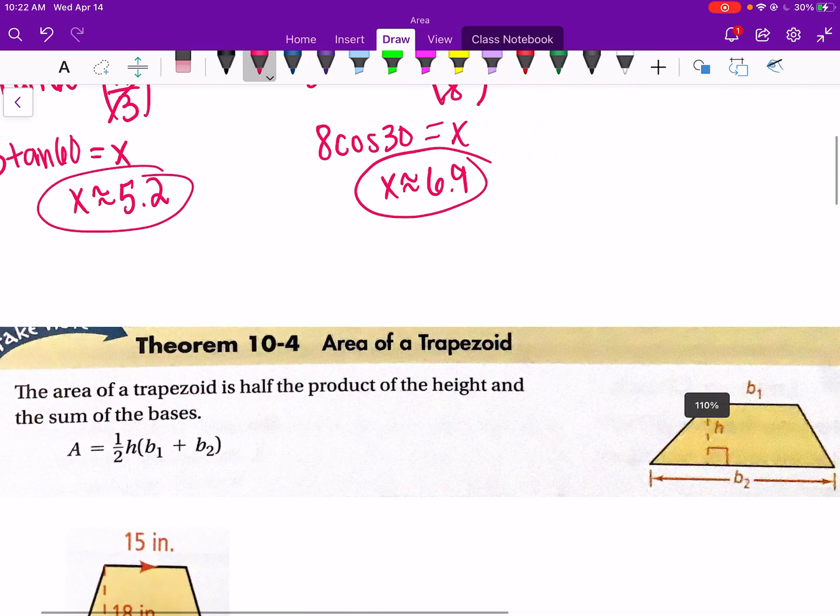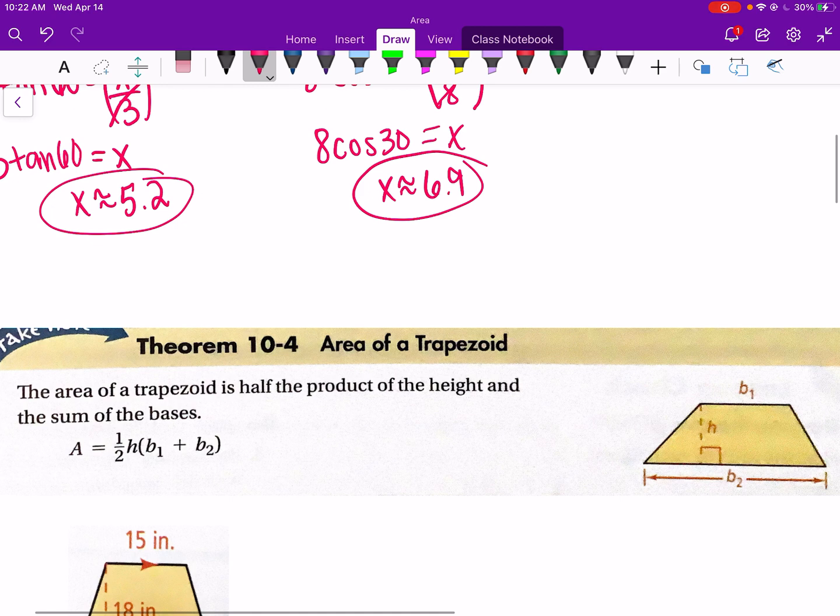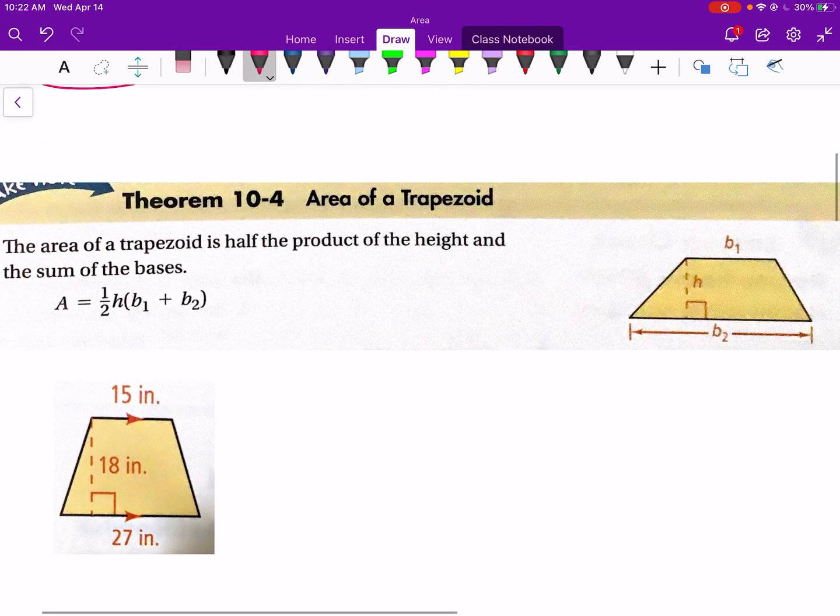So the first theorem, Theorem 10-14, is the area of a trapezoid. Now remember, a trapezoid is just a quadrilateral with exactly one pair of parallel sides. And the area of a trapezoid is 1/2 times the height times the sum of the bases. Remember, our bases are where our parallel lines are. So in the picture, we have base 1 and base 2. And notice those are the parallel lines.